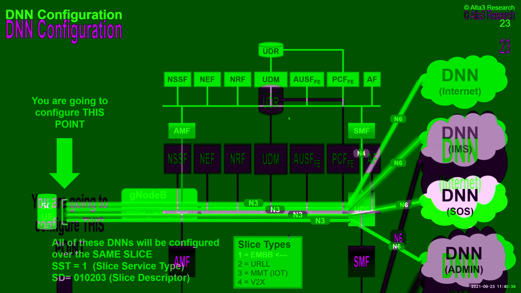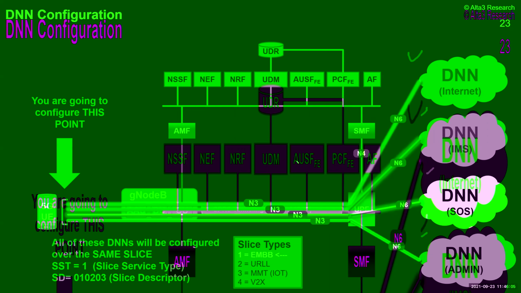Regardless, the phone doesn't care. It doesn't have to know all of that. It will be able to access as many of these data network names as you want to. There's really no limit on data network names. The number of slices, I think it's 8, guys. I think you can have up to 8 slices, which feels like 6 more than any phone would ever really need.